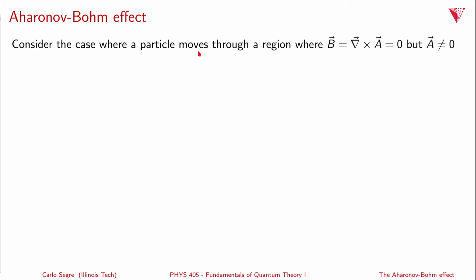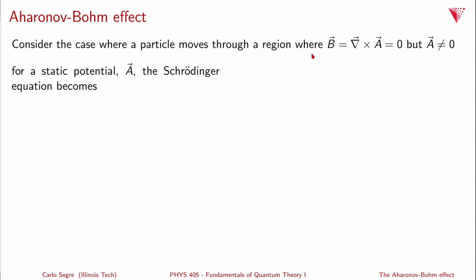So we can consider a case where a particle moves through a region where the magnetic field B, which is the curl of A, is equal to 0, but A is not equal to 0. So very similar to what we had before, but this is a generalized case. Let's assume a static potential. This works even for a time-dependent potential, but a static potential is easier to deal with. The Schrödinger equation is simply this.